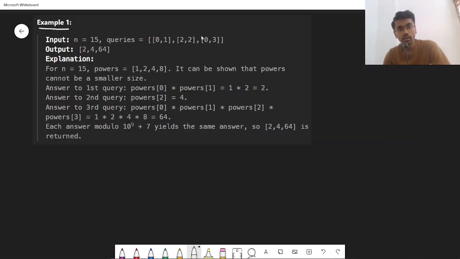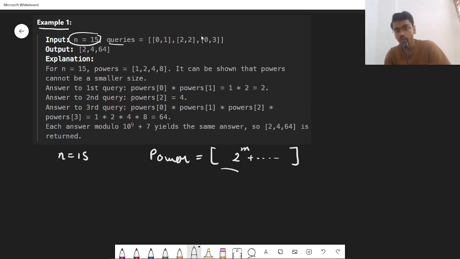This is the first example where n is given as 15 and this is the corresponding queries array. Now let us understand what the question is saying. Here n is given as 15, and first the question is saying there is a power array such that the power array consists of powers of 2. So there may be many powers of 2. Now the summation of these should sum up to n.